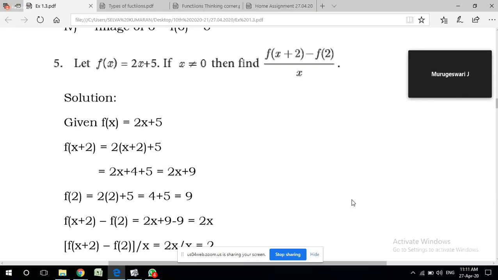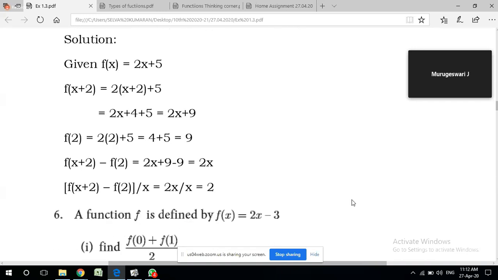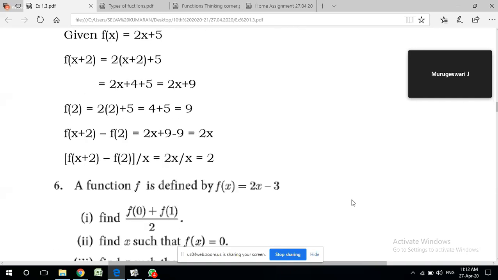Now the numerator is f of x plus 2 minus f of 2. So you can subtract both the terms. So we get 2x. Now the denominator x is there, isn't it? So f of x plus 2 minus f of 2 divided by x is equal to 2x by x. So the answer is 2. Okay. Do you understand it?